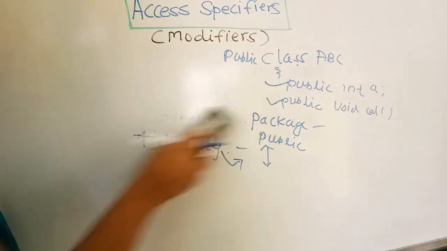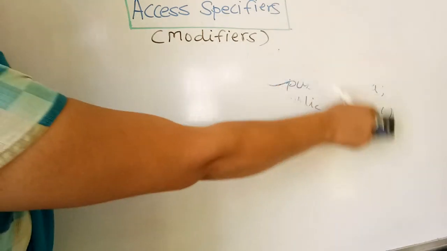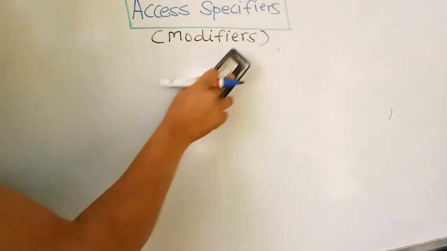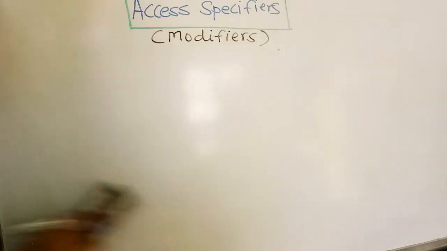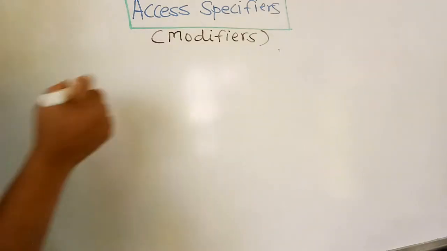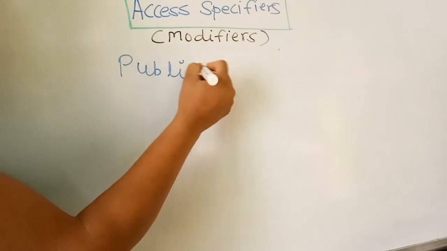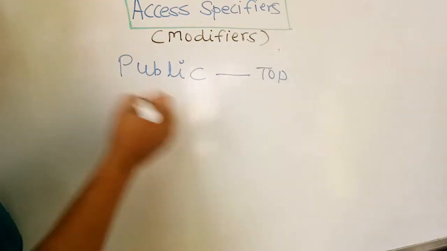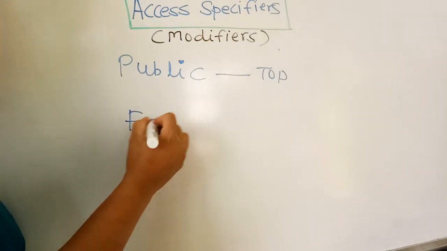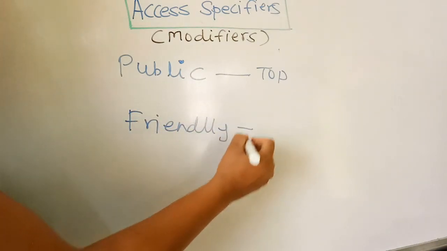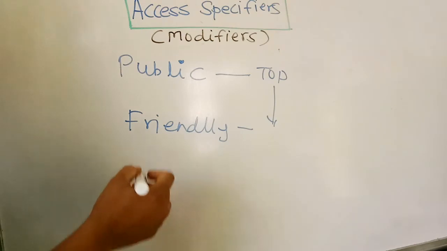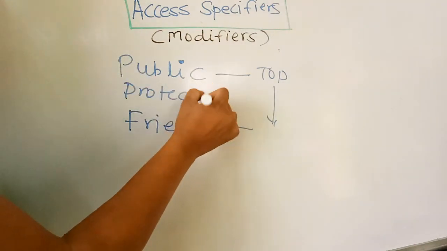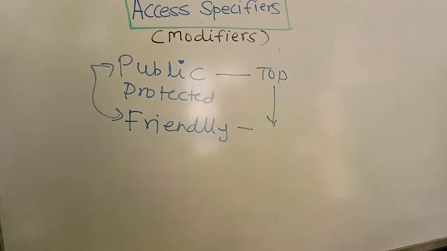So we will take a quick hierarchy of the broader or shorter scope of these specifiers. First is public. It has the topmost scope, means it has the broadest scope. Then comes friendly, having a lower scope, but protected has the scope in between these two access specifiers. But how does it lie between, sorry, public and friendly?